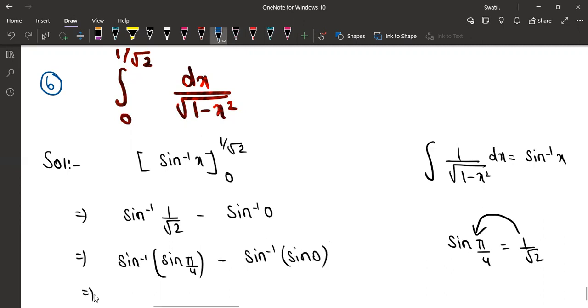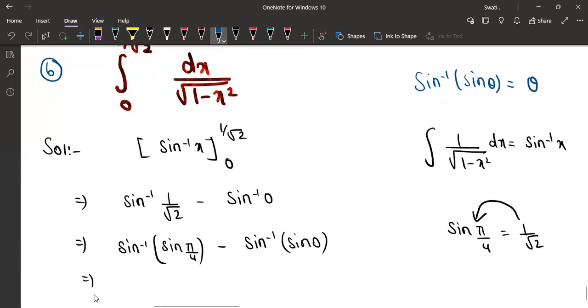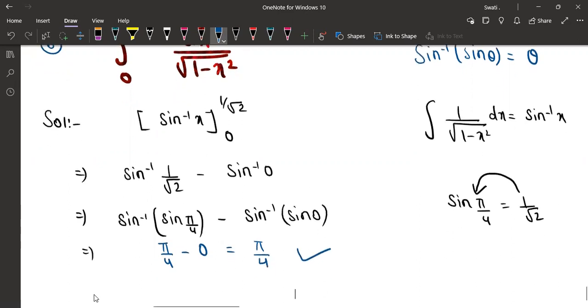Now here I'm going to use the formula sine inverse sine theta is theta. Using this formula, theta is of course pi by 4. So sine inverse sine pi by 4 will become pi by 4, minus sine inverse sine 0 will become 0. So pi by 4 minus 0 is simply pi by 4, and that's the answer. Let's move to the next question.